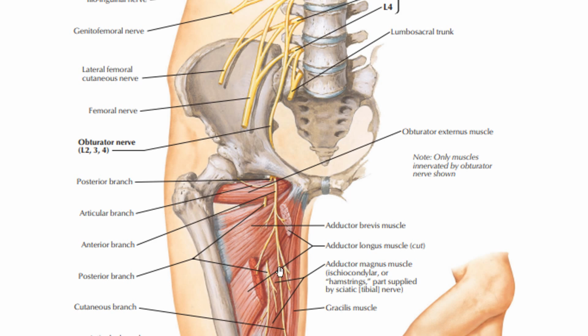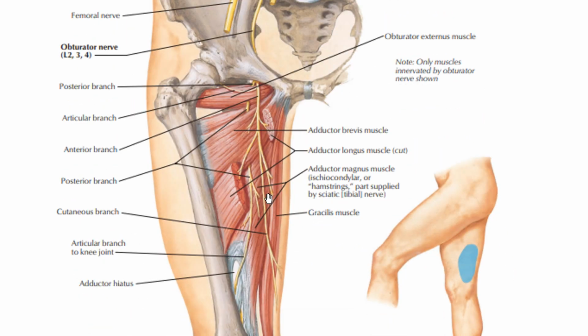After supplying the muscles of the medial compartment, it gives the cutaneous branch here. This cutaneous branch supplies the medial side of the thigh, the oval area, by the obturator nerve. Okay.